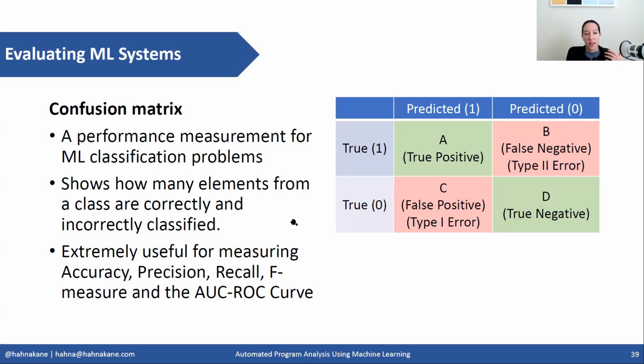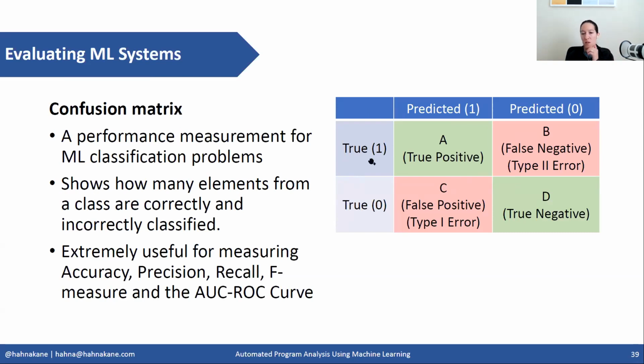So what is a confusion matrix, right? It's a performance measurement for machine learning classification problems. This is essentially what a confusion matrix will look like. It'll show how many elements from a class are correctly or incorrectly classified. It's extremely useful for measuring accuracy, precision, recall, and all the other metrics that we talked about.